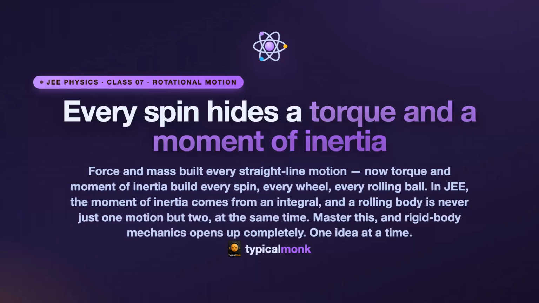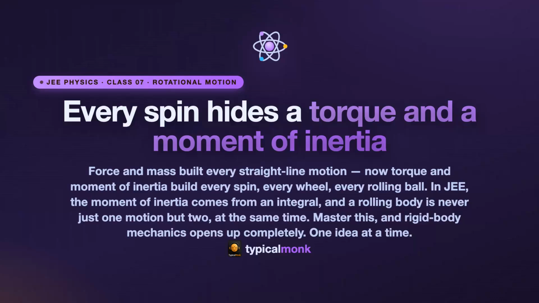This is Class 7, and today we leave straight line motion behind and enter the world of spin. Every object that turns, a wheel, a door, a planet, a rolling ball, obeys the same two ideas: torque, which twists, and moment of inertia, which resists the twist. 9.8 meters per second squared told us how a block slides. Today, tau equals I alpha tells us how a body spins.